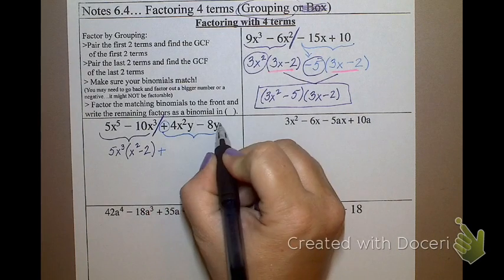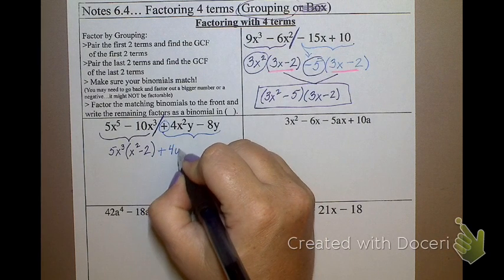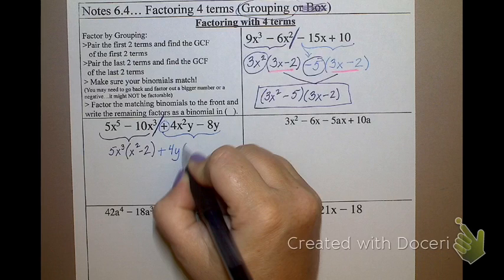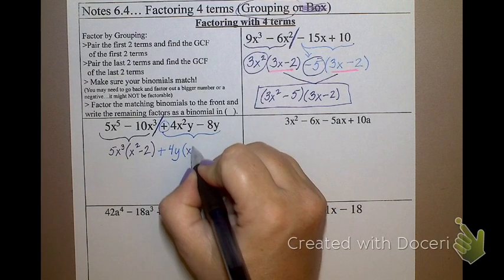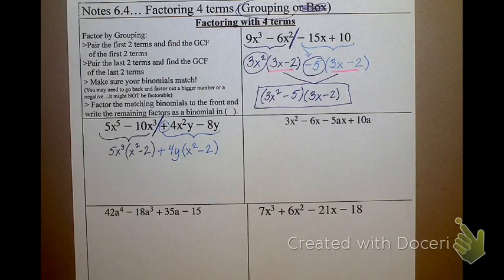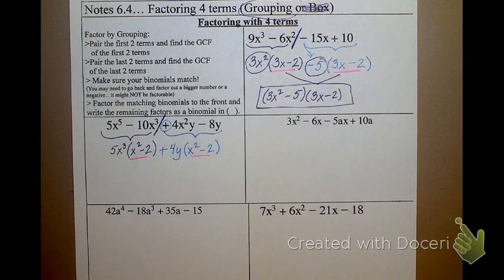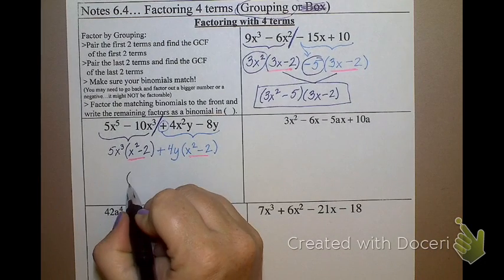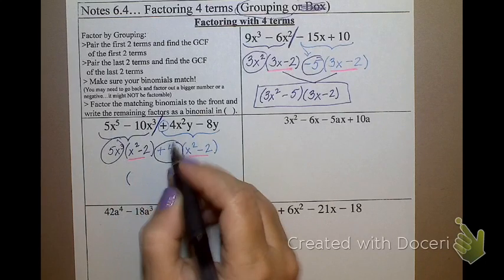What do these two terms have in common? 4y, and then what would be left inside? X squared minus 2. Do I have my matching ones? Yep, that's a good thing. So what would my answer be? One of my parentheses is going to be 5x to the third plus 4y.